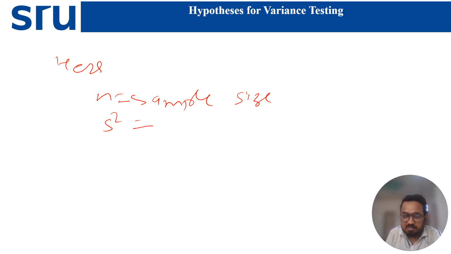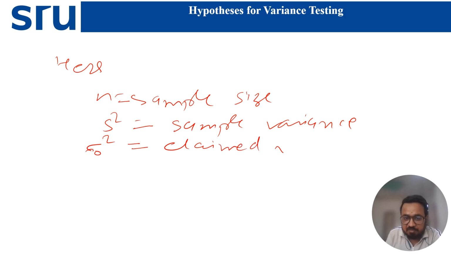S square is the sample variance, and sigma naught square is the claimed variance, right? And chi-square is the test statistic, and the statistic follows a chi-square distribution with n minus 1 degrees of freedom. That is, here we will find the DF, that is, the test statistic.